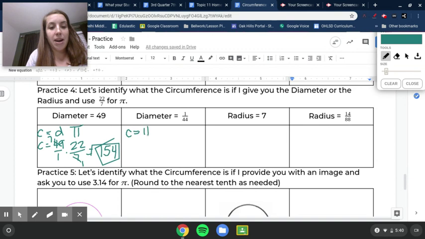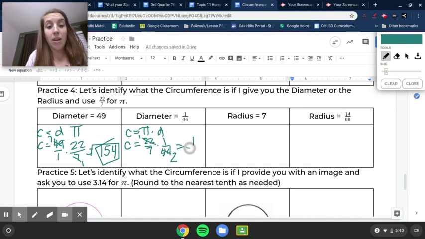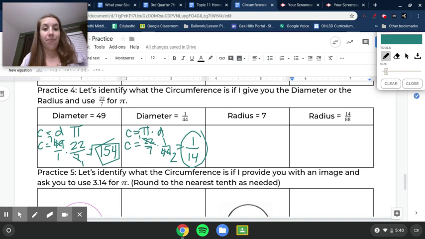C is equal to pi times diameter. C is equal to, they told me to use 22/7 times the diameter they tell me up there is 1/44. You can actually just put that in your calculator. 22 ABC button 7 times 1 ABC button 44, and you can get your answer. Or if you see the math already and you want to cancel this out, that's fine. And I don't even have to use a calculator because I know that 1 times 1 is 1 and 7 times 2 is 14. So my circumference is 1/14.